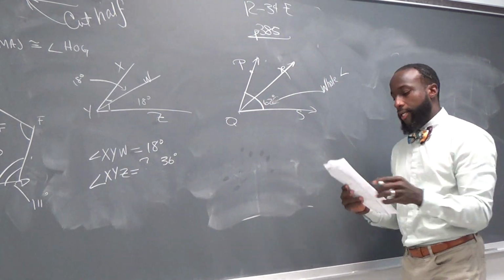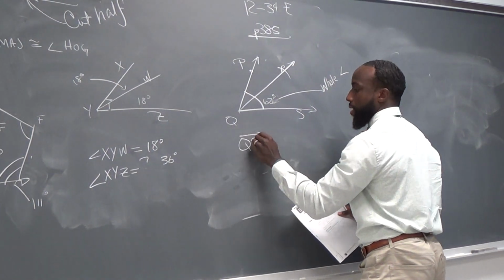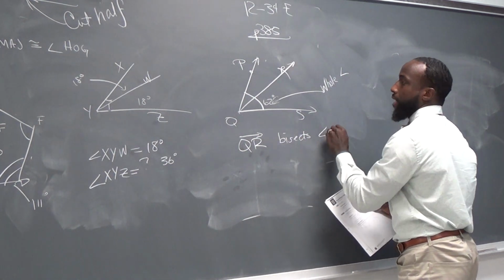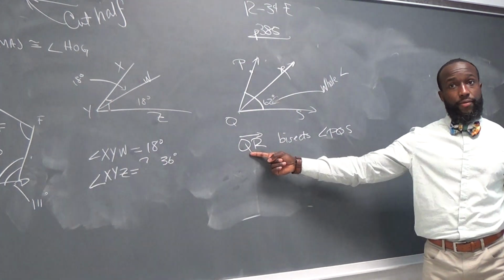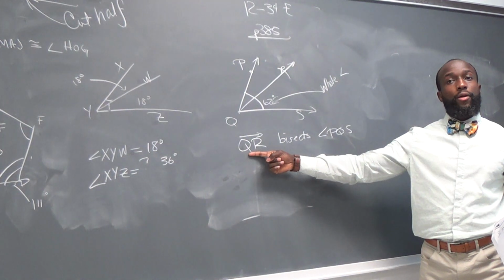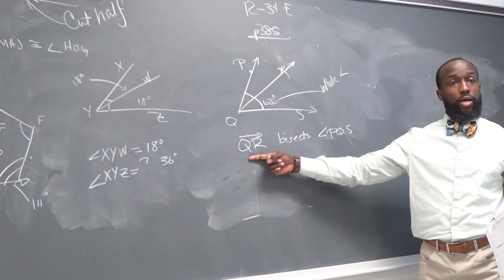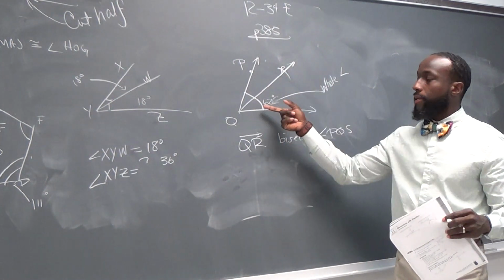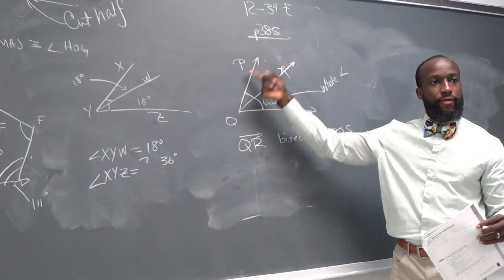Now, here's the information. They'll say this bisects angle PQS. What's this? Ty, what does this mean? QR. What QR? The line. This is line QR? Ray. Ray QR. So they're saying that this ray bisects, which means what? Cut in half. It cuts this angle in half.